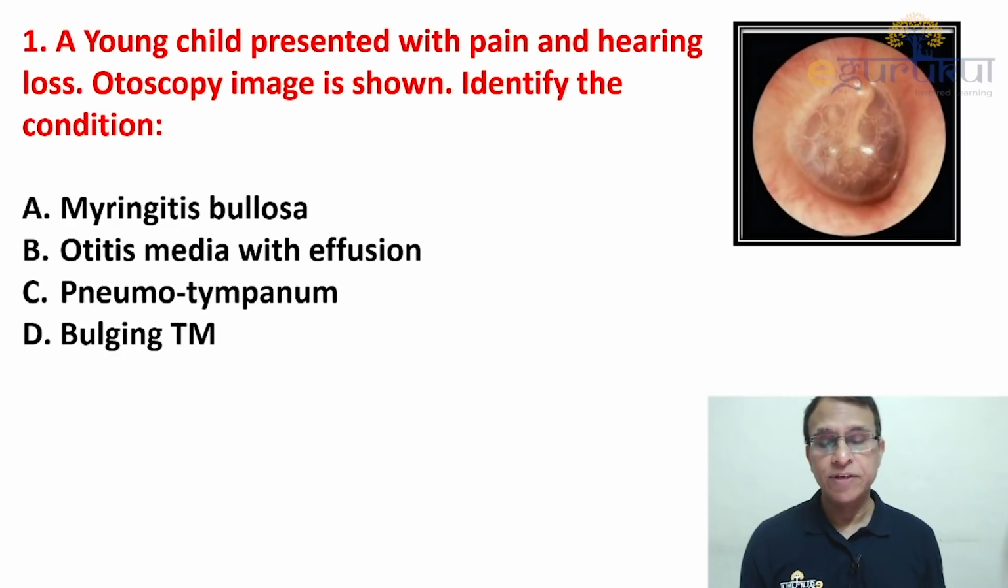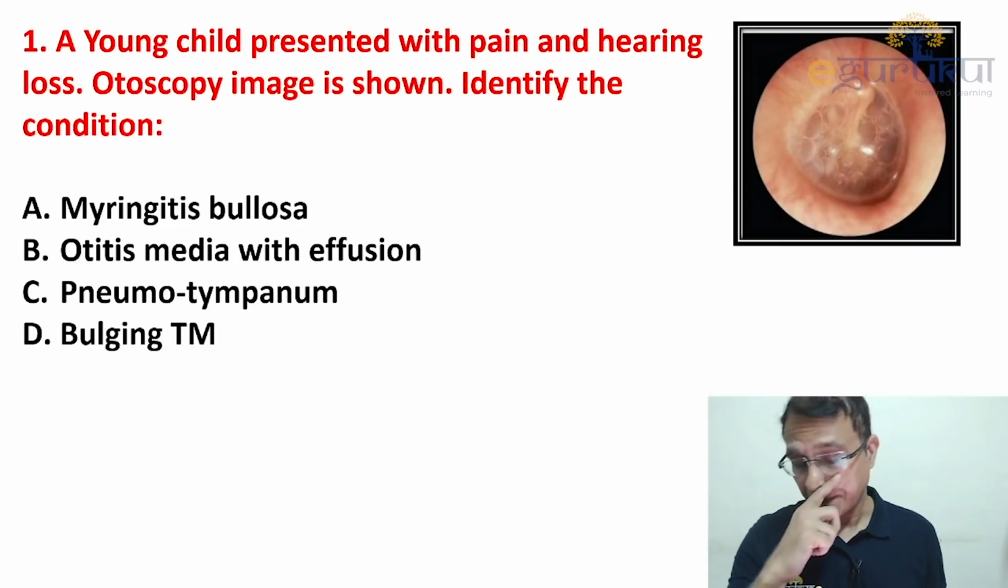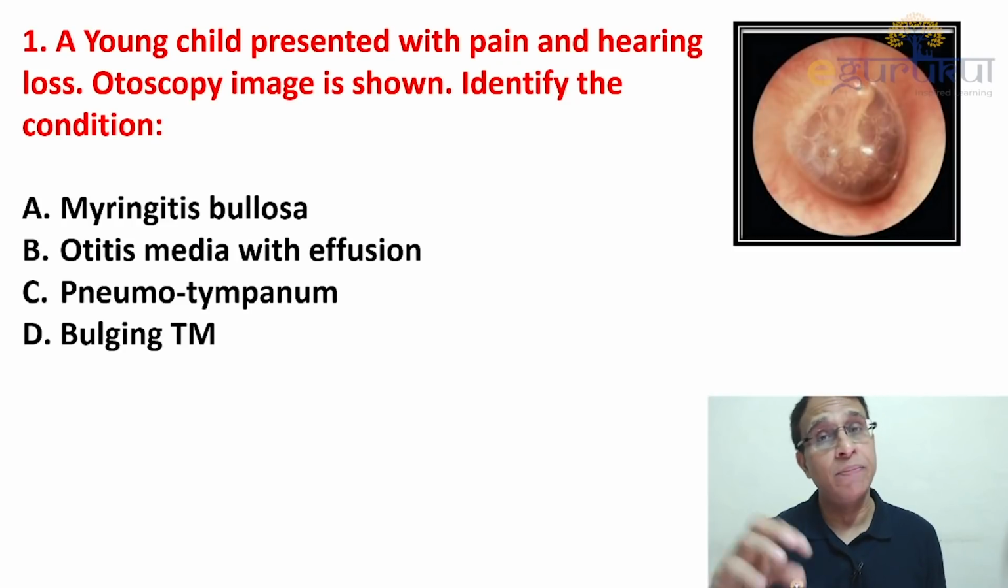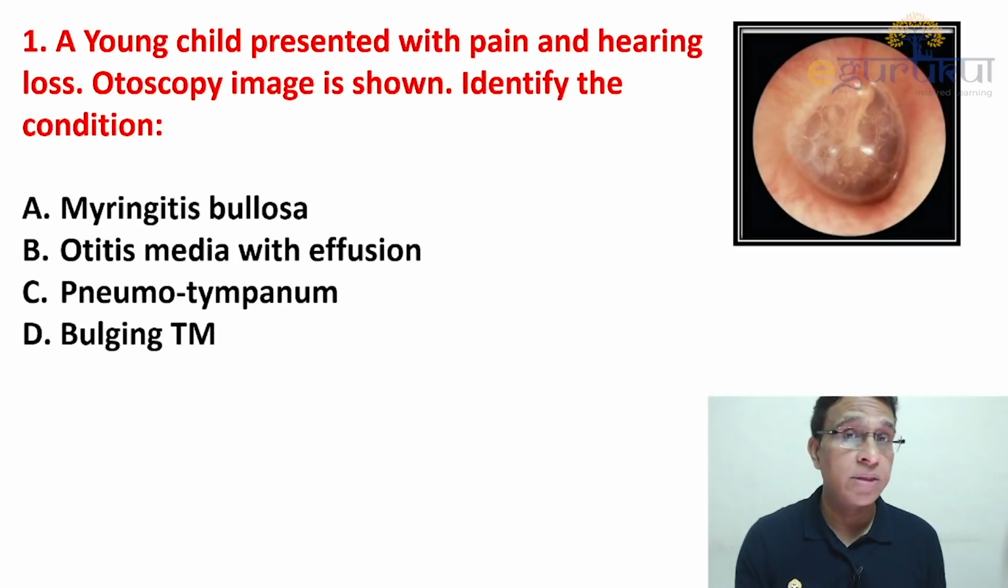Okay, this is the first question. A young child presented with pain and hearing loss, otoscopy image is shown, identify the image. Now, various people have given me very different kinds of questions. Somebody said that this is about an image of fluid in the middle ear. Some said this is about swelling on the tympanic membrane. Some said there are air bubbles in the middle ear.